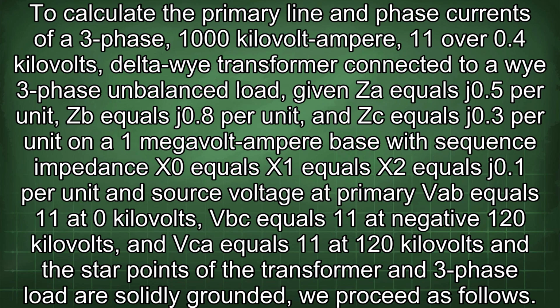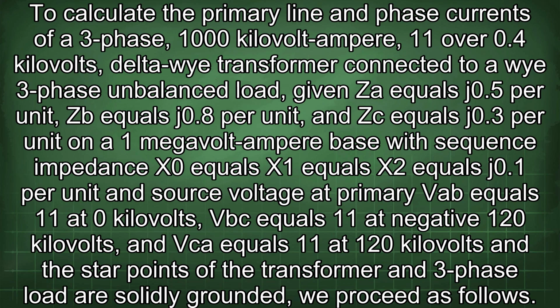X1 equals X2 equals j0.1 per unit, and source voltage at primary side equals VAB equals 11∠0° kV, VBC equals 11∠-120° kV, and VCA equals 11∠120° kV. The star points of the transformer and three-phase load are solidly grounded.